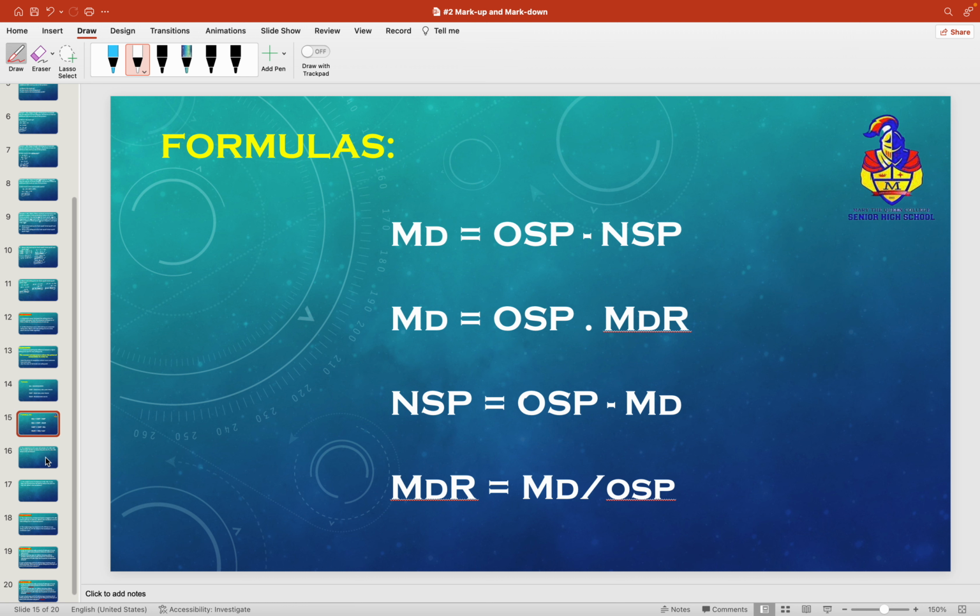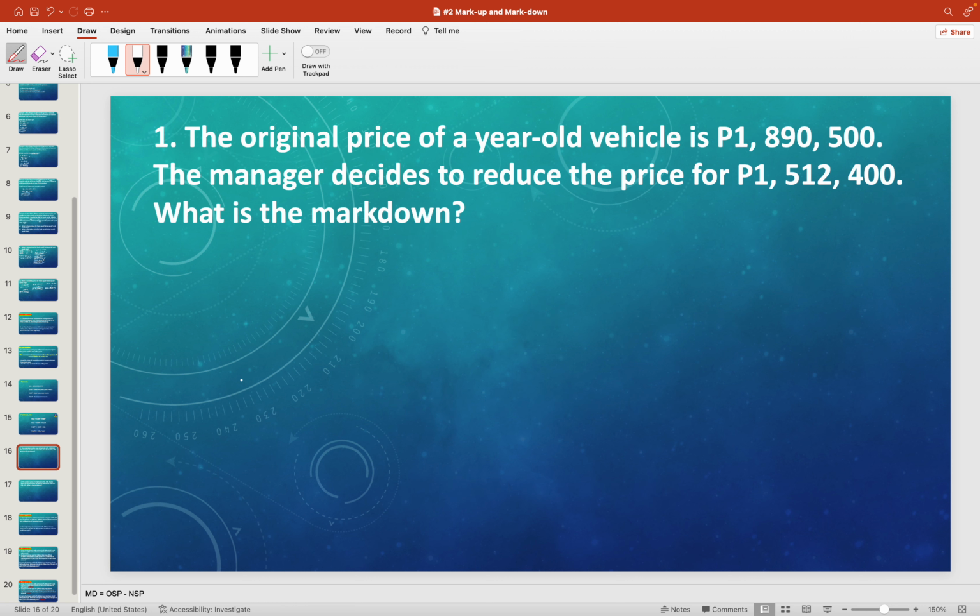So, let us have our first example para sa markdown natin. So, in here, the original price of a year-old vehicle is 1,890,500. The manager decides to reduce the price for 1,512,400. What is the markdown?